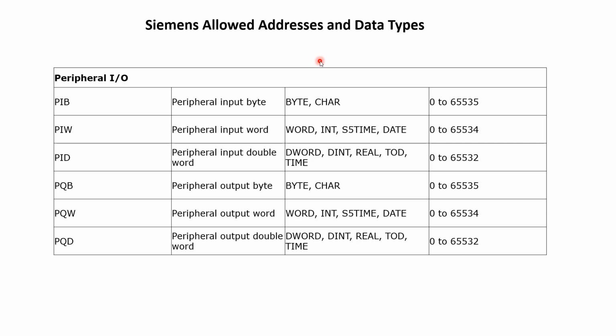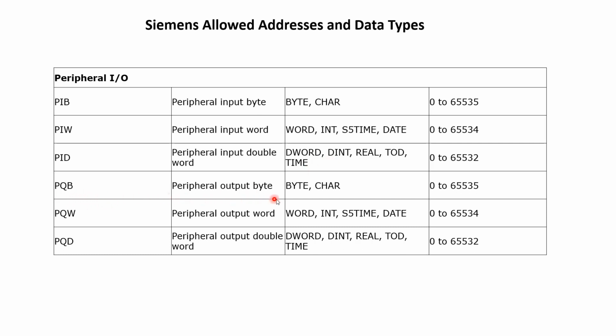Okay. So if I want to address the whole, say, card, looking at the first byte, I want to address the first byte of the 16-bit card. I'll go PIB. Okay, PIB, peripheral input byte. I'm only looking at that particular byte. It can be a byte or character. PIW talks to peripheral input word. It can be a word, integer, S5 time or date. PID talks to peripheral input double word. This is the data type, as you can see.